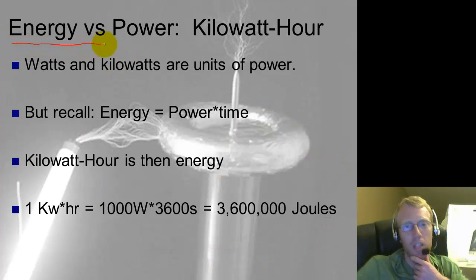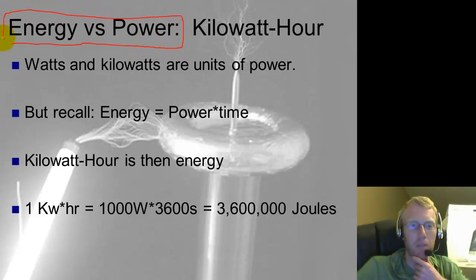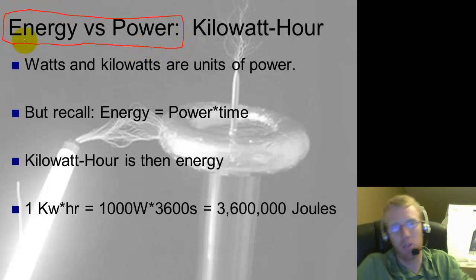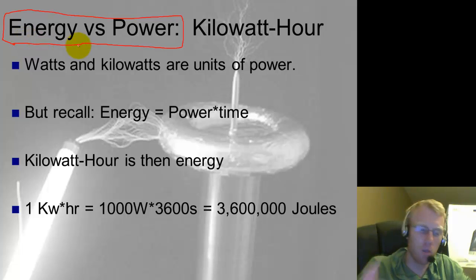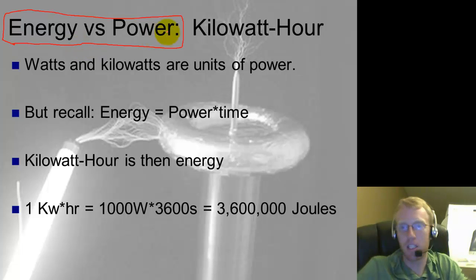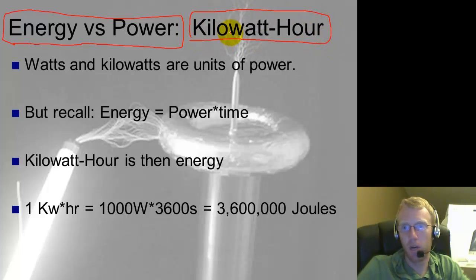A lot of times you talk about the power company, but what they're really selling you is not power. What they're really selling you is total amount of energy. They don't care if you use a whole bunch for a short amount of time or a little bit all the time. What they care about is the total amount of energy that you use, and that's typically called the kilowatt-hour. Kilowatts are units of power, and hours are units of time. If you multiply power times time, you get energy. So energy is power times time.